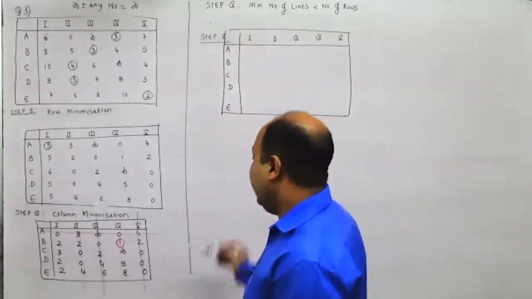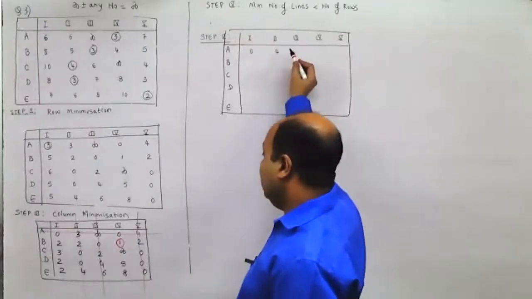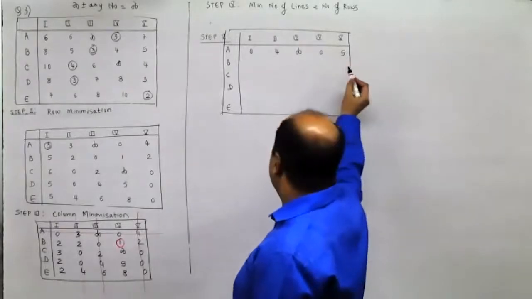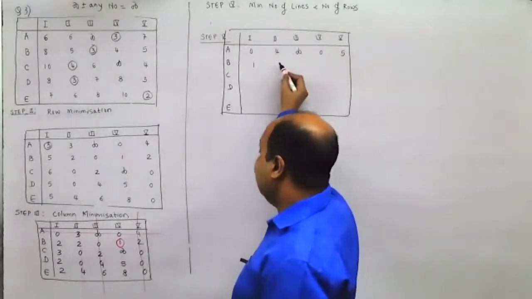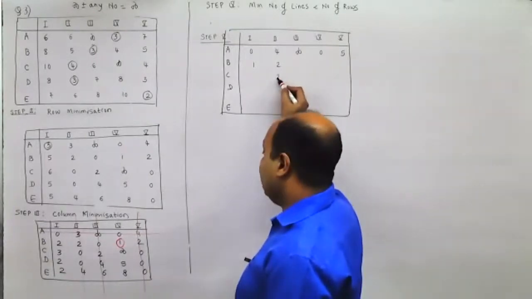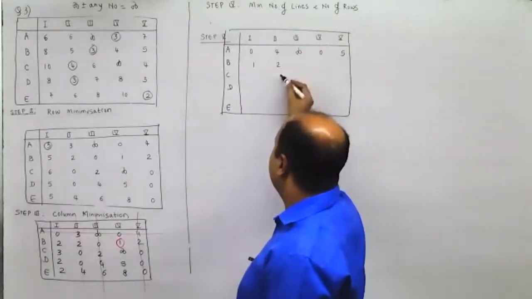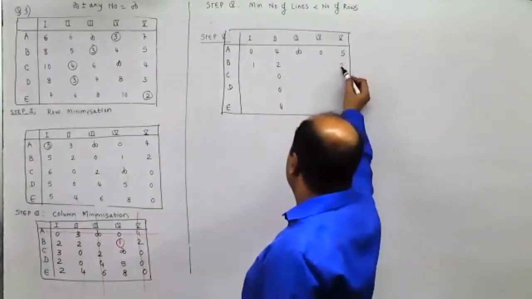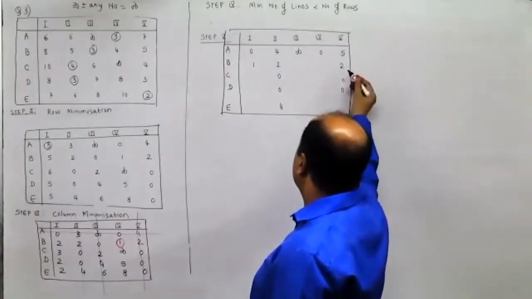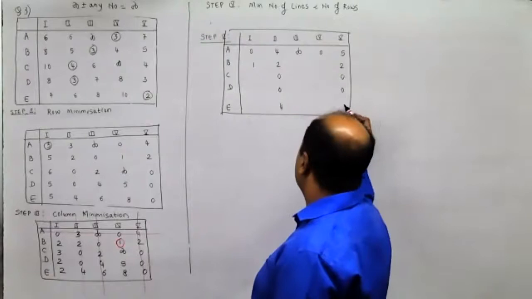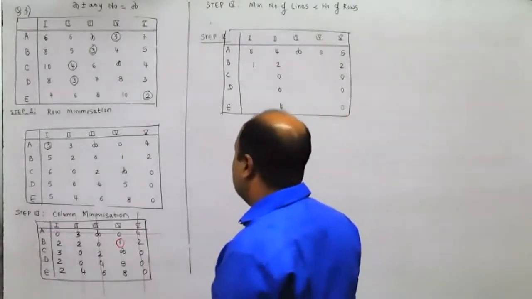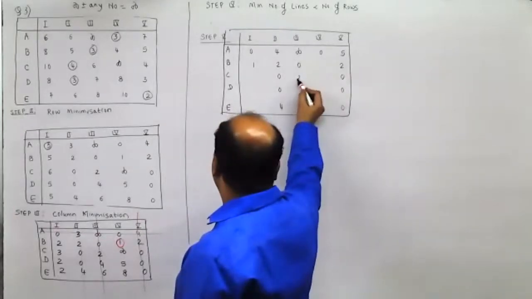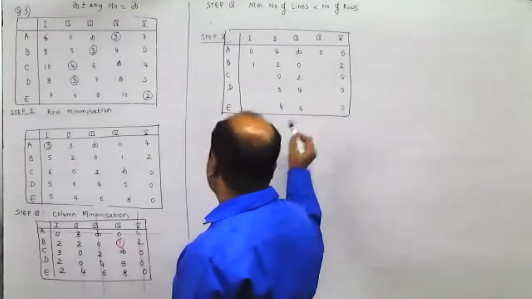Now, this would be 0, this would be 4, this would be infinity, this would be 0, and this would be 5. This would be 2 minus 1, 1. This would be 2, 0, 0, 4. This would be 2, 0, 0, and 0. 1, this would be 0, 2, 4, and 6.